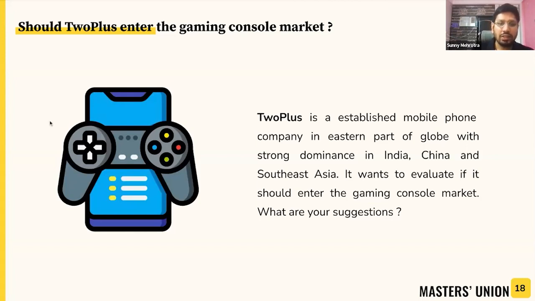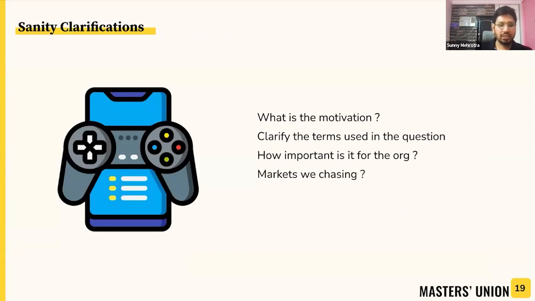So maybe the interviewer is asking Neerja whether we should do this or not, and then how should Neerja probably attempt this problem. Neerja should first start with some sanity clarification, some clarifying questions in terms of what is the motivation for 2 Plus to do this. Try to understand what exactly is the question. Maybe repeat the question again so that you get a nod from the interviewer in one way or the other, whether the understanding of the question is right or not.